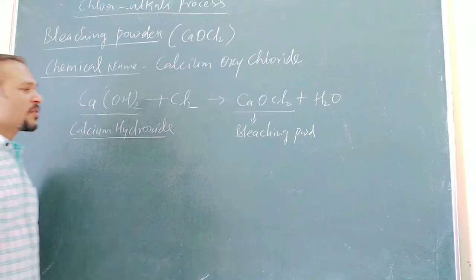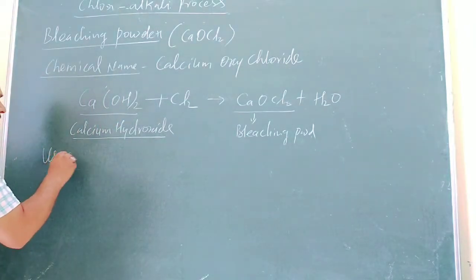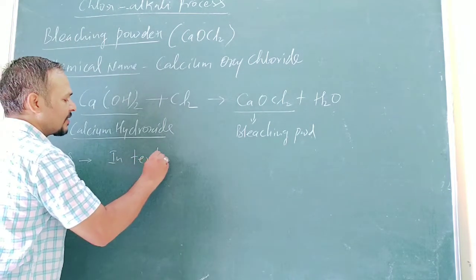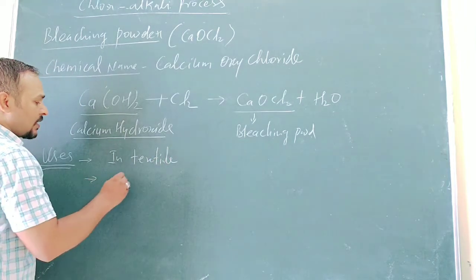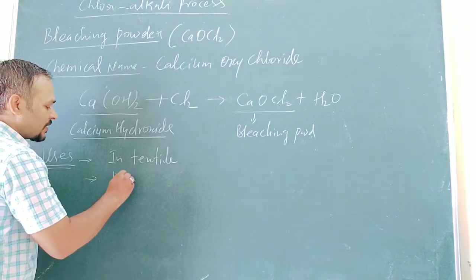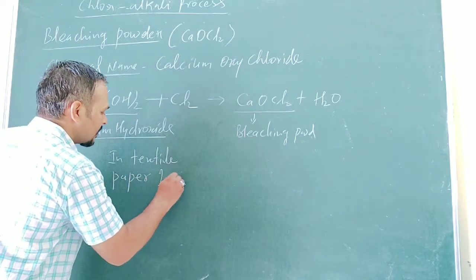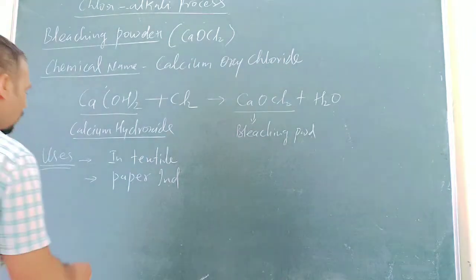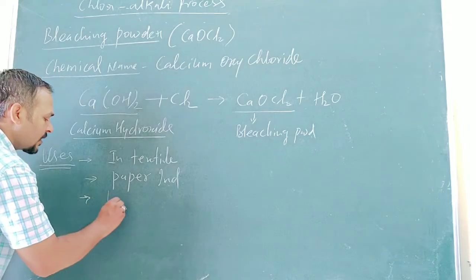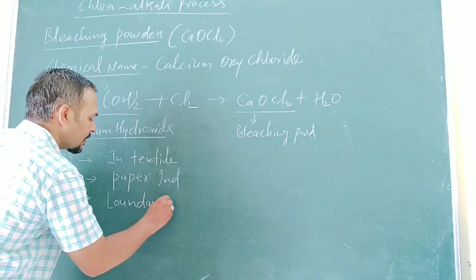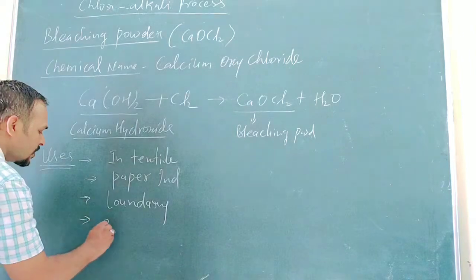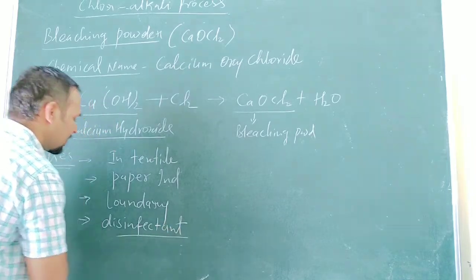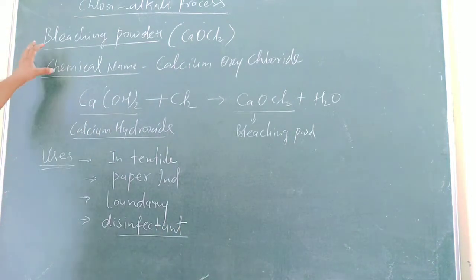What is the use of bleaching powder? The uses of bleaching powder: in textile industry it is used. It is also used in paper industry, right? Clear? It is also used in laundry, right? It is also used in disinfection, and this is a disinfectant, right? So this is what we have about the bleaching powder.